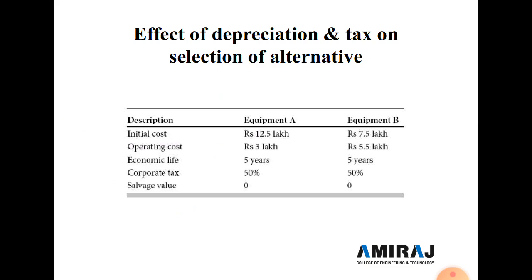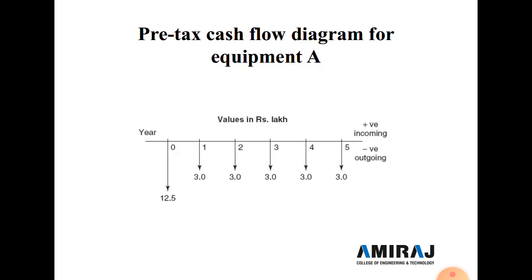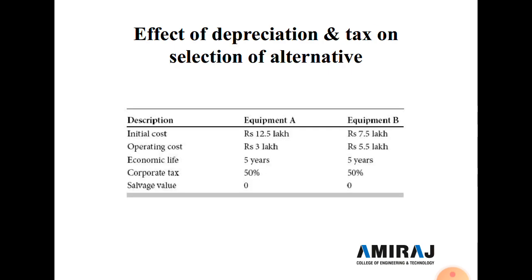Here the initial cost for equipment A is 12,50,000, and for equipment B the initial cost is 7.5 lakh. Similarly, the operating cost for equipment A is 3 lakh, and for equipment B, 5.5 lakh is the operating cost. The economic life is 5 years for equipment A, and for equipment B the economic life is also 5 years. The corporate tax is 50% for both sides, and the salvage value is 0. So at the end of the 5 years, the salvage value is 0.